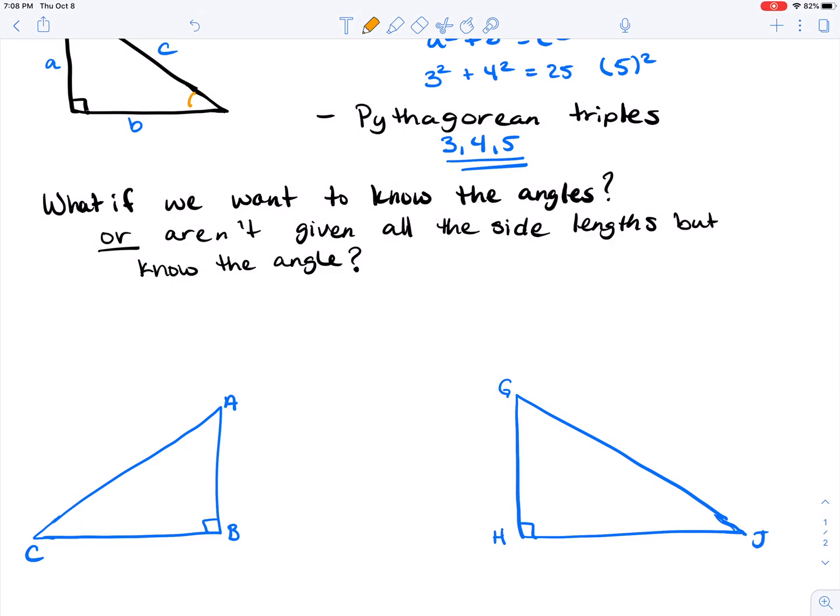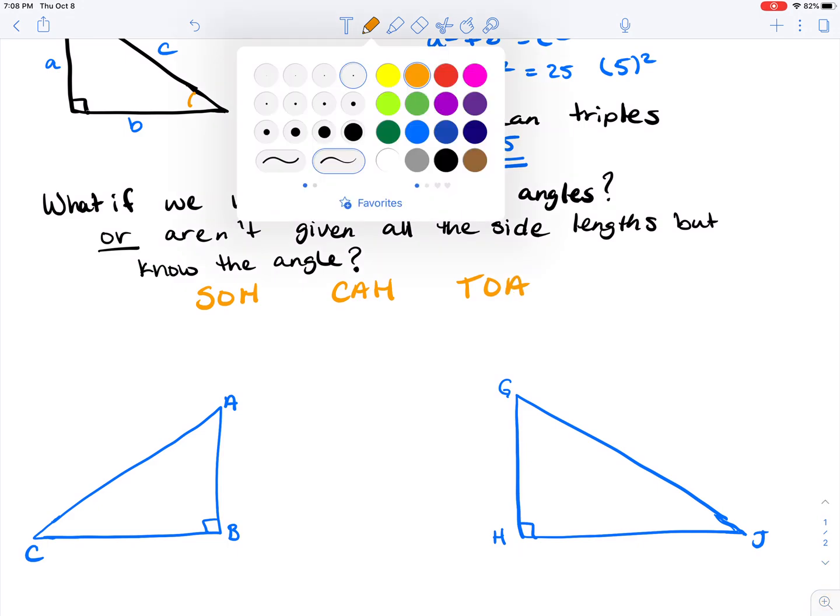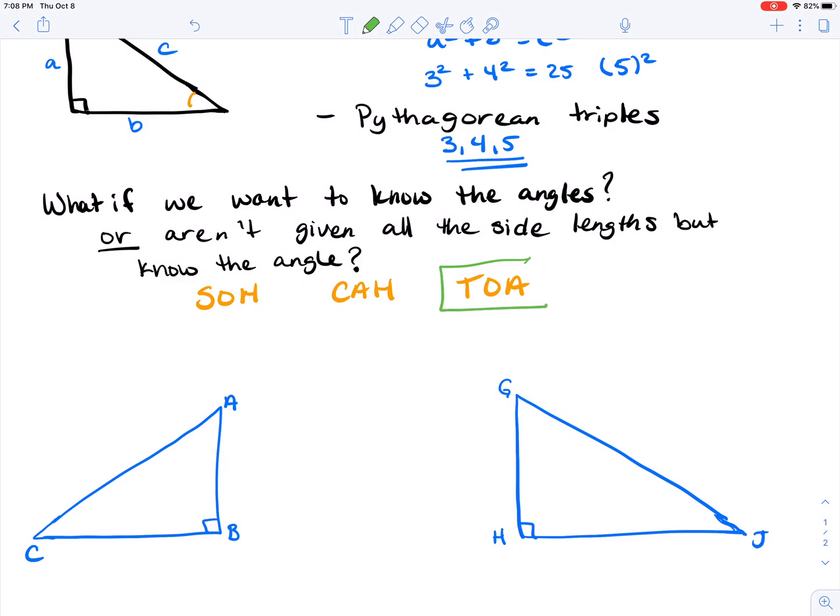There's actually an acronym, and it's a well-known acronym. Some of you may have heard it, some of you may have not. It's SOH CAH TOA. And for this video, I'm going to focus on TOA. And what exactly does that mean? What we're discussing is the tangent ratio.